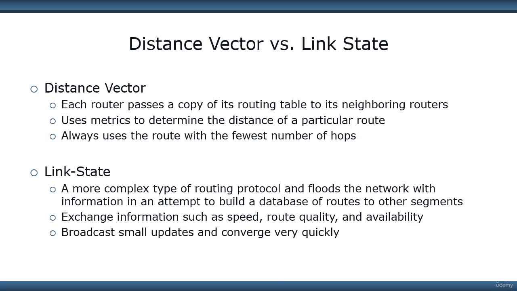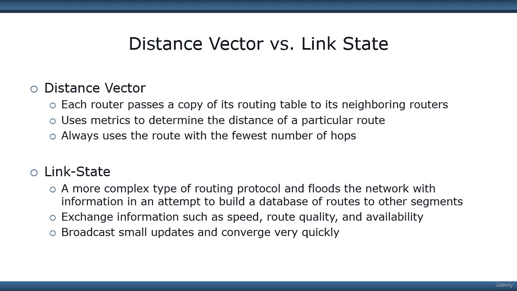All right, so let's go look at those types, distance vector versus link state. Distance vector is pretty simple. Each router connected to the network basically just passes a copy of its routing table to its neighboring routers. Okay, so I'm like, okay, I know about networks A, B, and C. I'm just going to shoot you my routing table. That machine shoots back and says, well, I knew about network C, but I don't know about A and B. However, I know about D and E. You know what I'm saying?